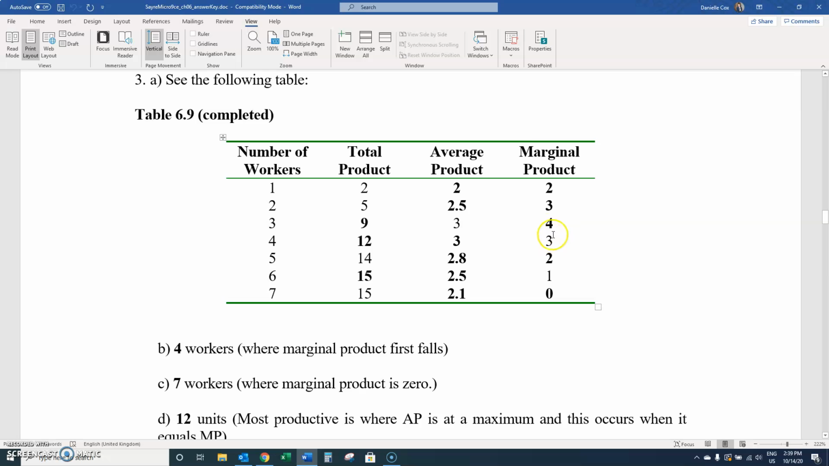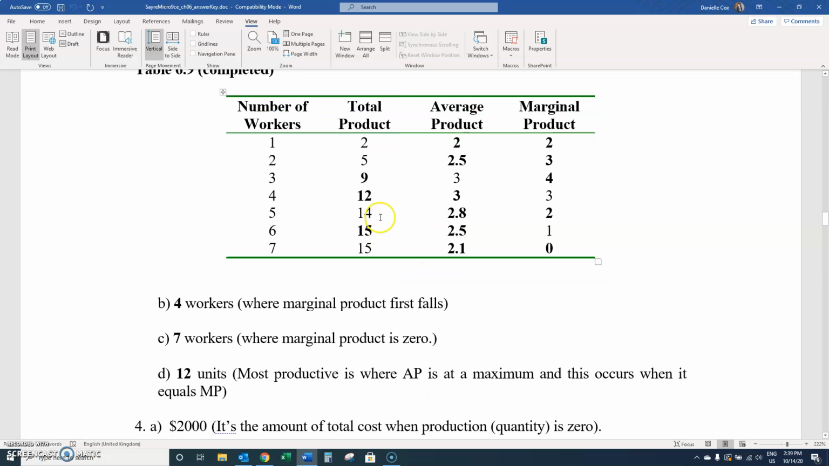Then the next line, we're given our marginal product, which means the marginal here, 3, is the change in total product. So from here to here, it changes by 3. So 9 plus 3 is 12. Then 12 divided by 4 is 3 for your average product. In the next line, we're given 14. So 14 divided by 5 for your average product, and the change, which is 14 minus 12, so 2 divided by 1, which is 2 for marginal product.